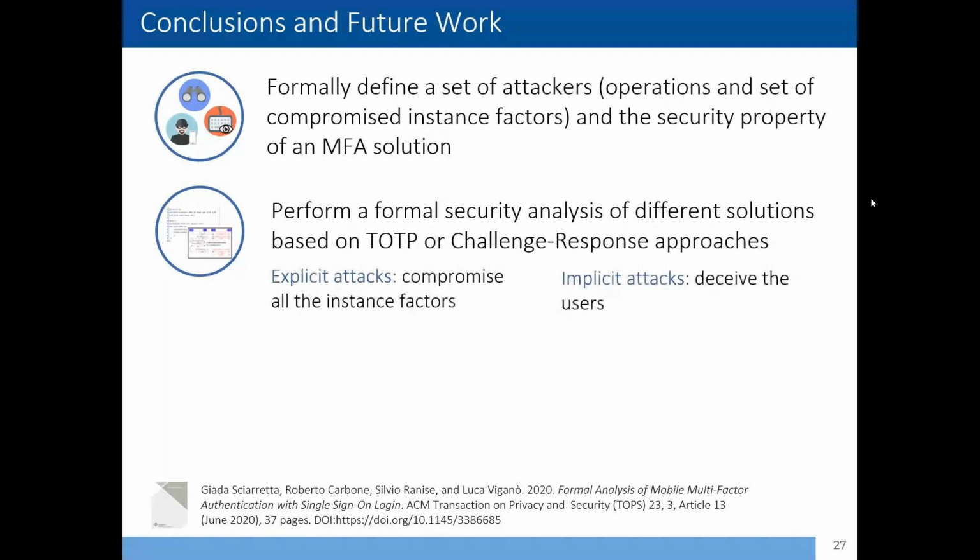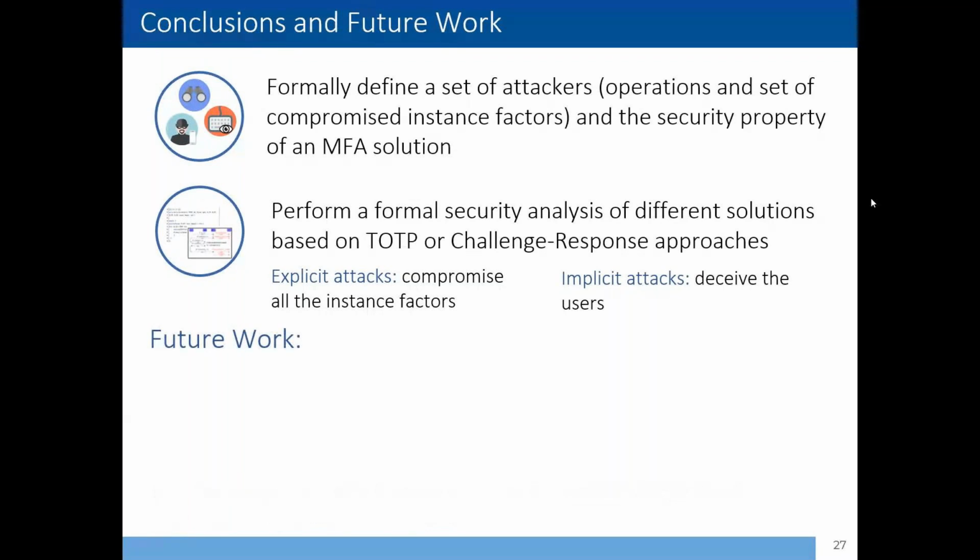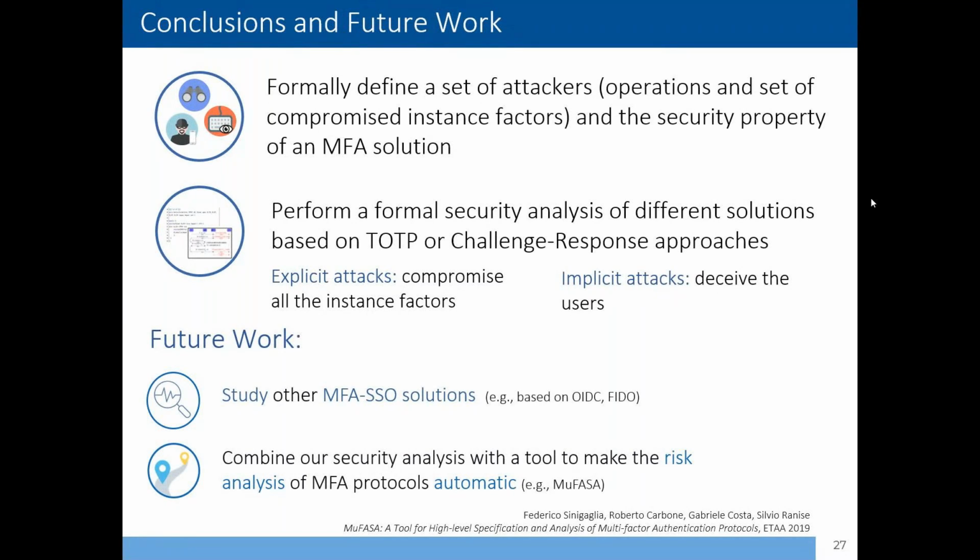So we can have explicit attacks where an attacker is able to compromise explicitly all the instance factors, while we can have also implicit attacks where the attacker is not able to compromise all the factors, but still is able to deceive the user to finalize the process. As future work, we plan to study other multi-factor single sign-on solutions, for example, based on OpenID Connect and FIDO. And then we also want to combine our security analysis with risk assessment analysis.